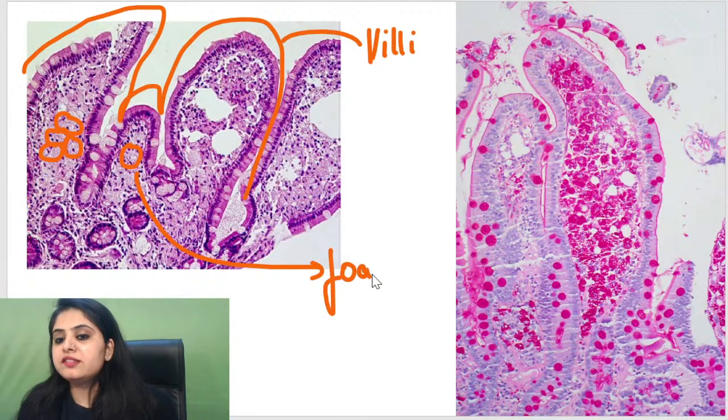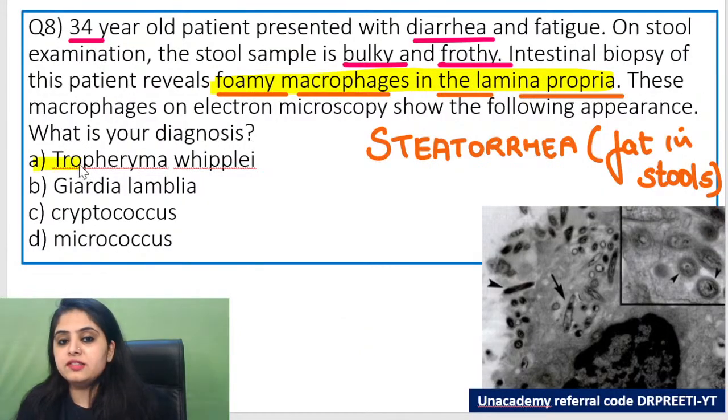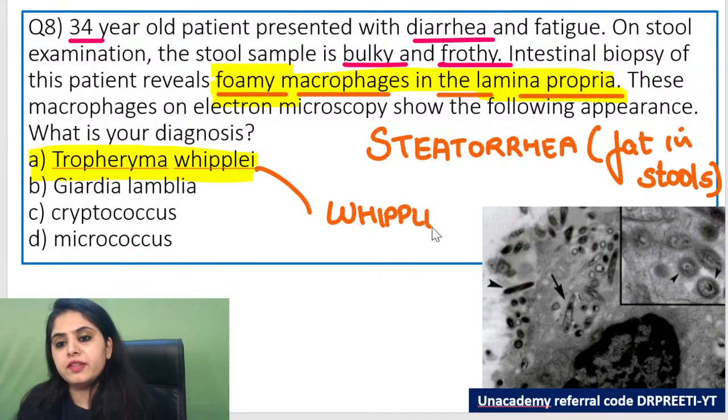Okay, so what stain do these foamy macrophages pick up? Why are they foamy first and foremost? You will say, ma'am, they are foamy because they contain an organism called Tropheryma whipplei. So if foamy macrophages, lamina propria and Tropheryma whipplei is there in the options, it's classically a case of Whipple's disease, no doubt on that.